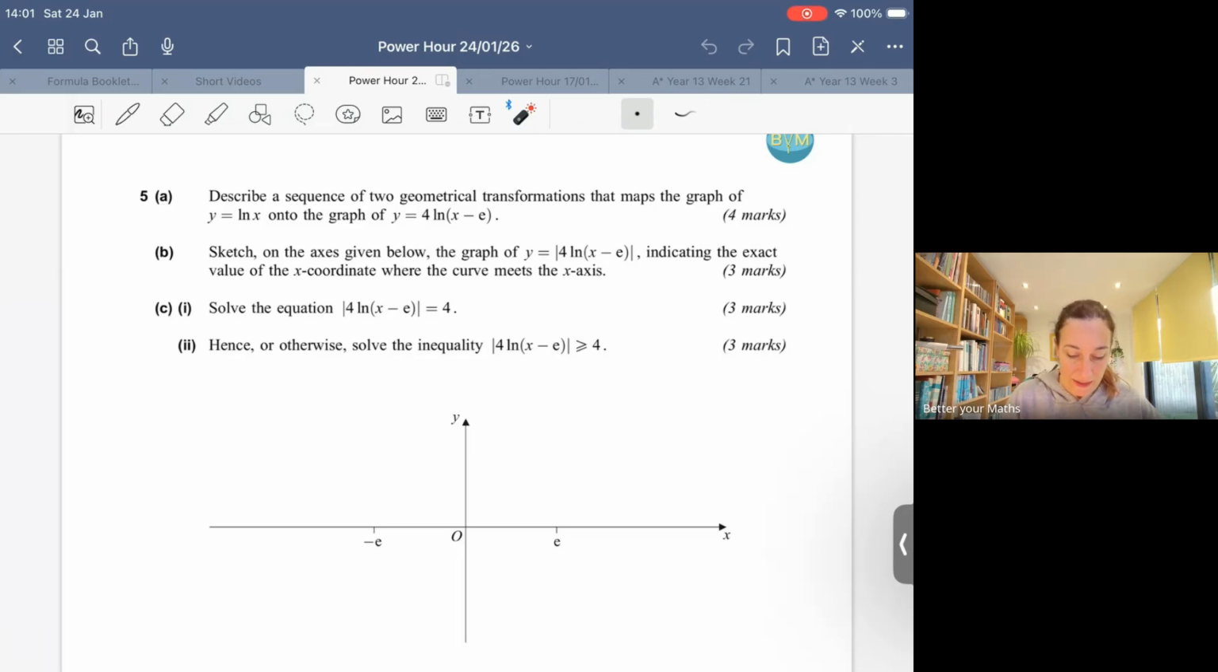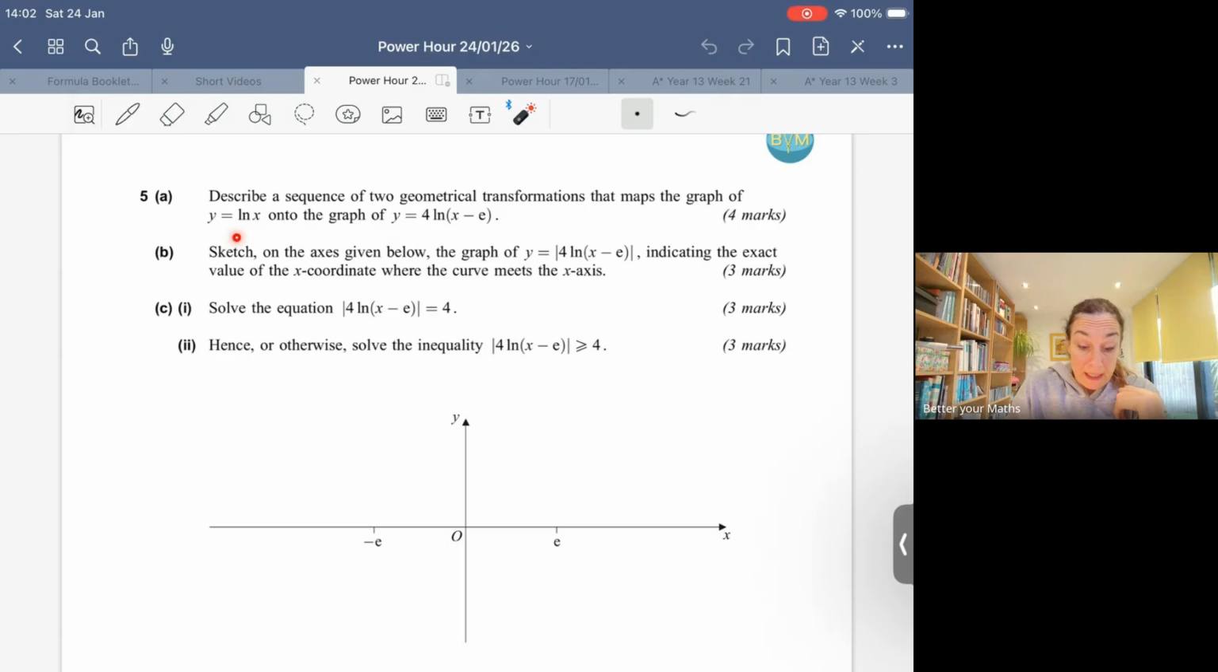Describe a sequence of two geometrical transformations that maps the graph of y equals ln x onto the graph y equals 4 ln of x minus e. Remember, in year 12, you learn 3 transformations. In year 13, you don't learn more transformations, you just combine them. So usually the questions are going to be 2 transformations.